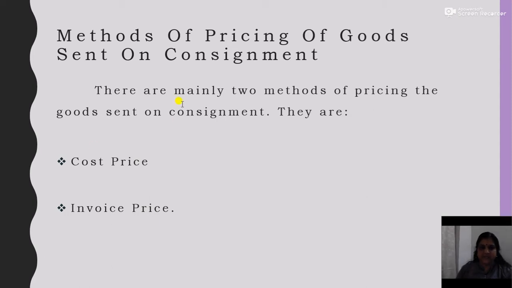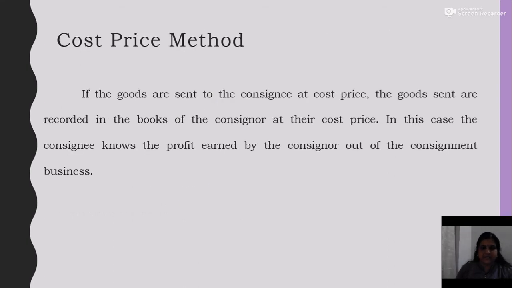So there are mainly two important methods of pricing the goods sent on consignment, and they are cost price and invoice price. Whichever we use, there will be slight changes in the journal entries in the books of both consignor and consignee. First of all, we have to see the cost price method.